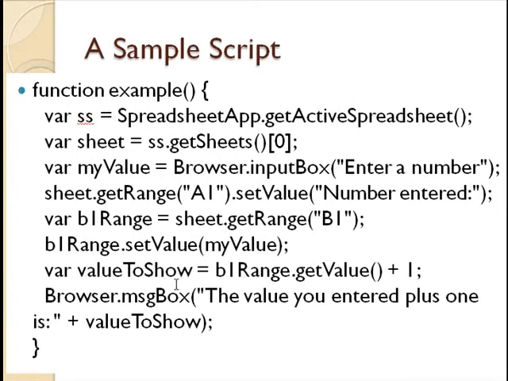Then they define a new variable, valueToShow, and it's the value in B1Range, or of cell B1, plus 1, so it adds 1 to that value, and then it displays it in a little pop-up window, which is using the message box command that you've seen in VBA. So there's some similarity to VBA here, but it is enough different that it takes a little getting used to. But once you get the hang of it, pretty much anything you can do in VBA, you can do that or something similar in a spreadsheet in Google Docs.